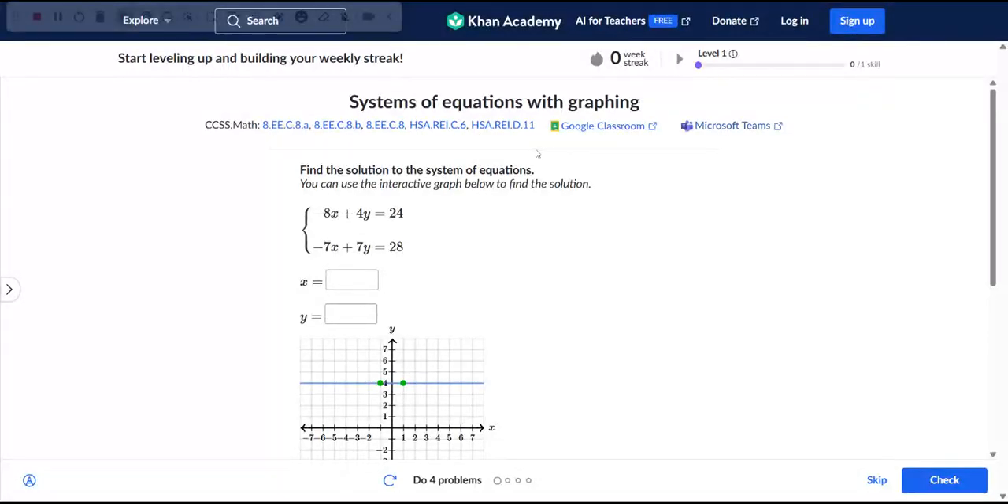Hi guys, we're looking at our Khan Academy solving systems of equations with graphing for 1.1. All right, so looking at this, we're asked to find the solution to the system of equations.